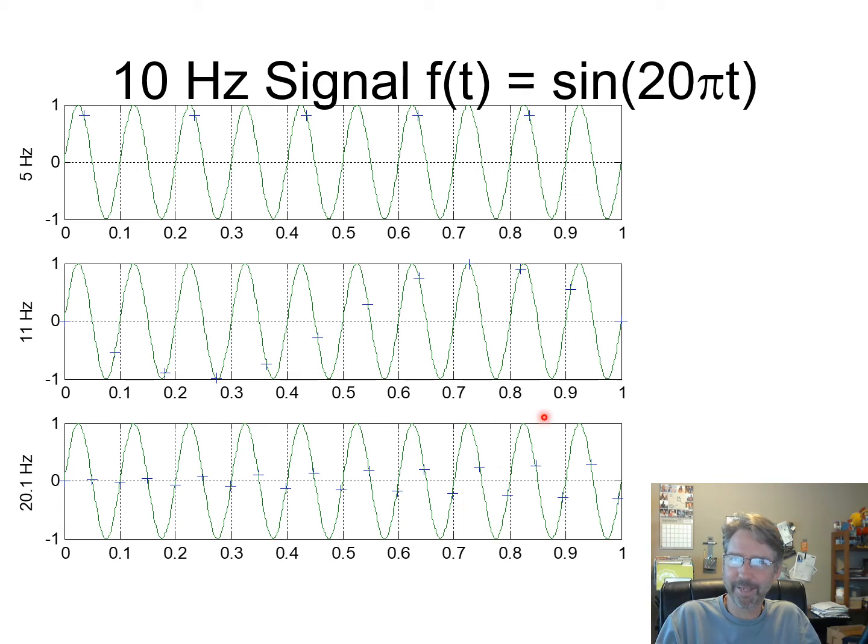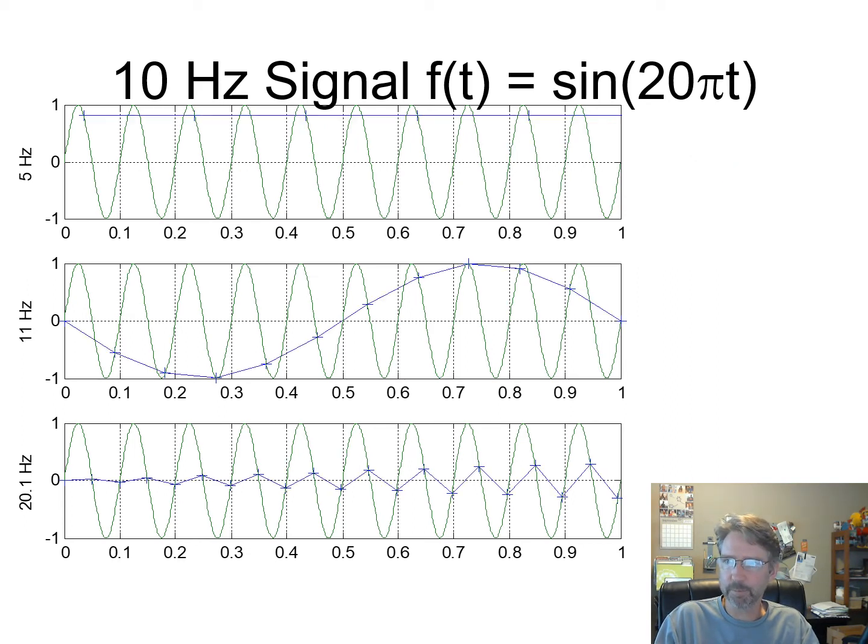Okay, so here are three plots of the same signal. It's a 10 hertz signal. So we know from the previous slide that we have to sample at least 20 hertz, greater than 20 hertz sample rate, according to the sampling theorem. So this is sampled at 5 hertz. This is sampled at 11 hertz. This is sampled at 20.1 hertz. So only the bottom one is following the sampling theorem. And you can see the pluses on here. And those are the sampled values.